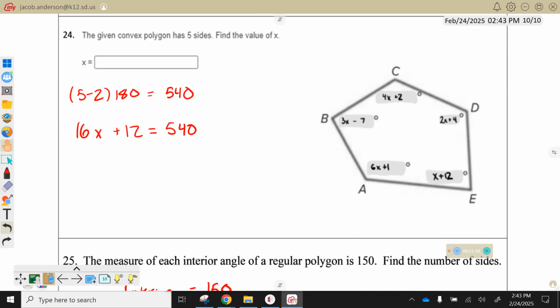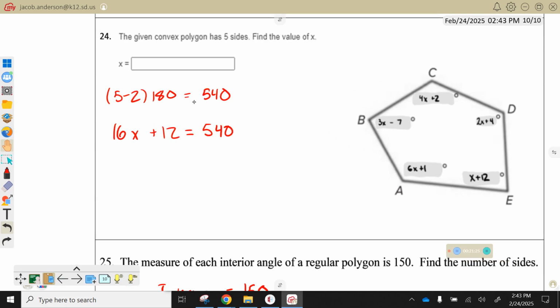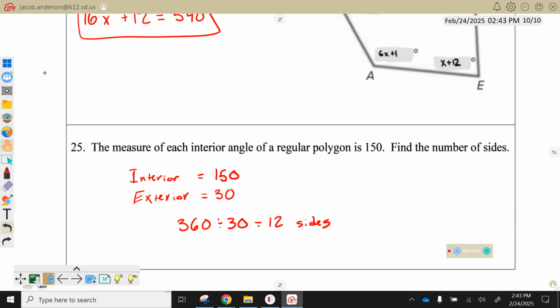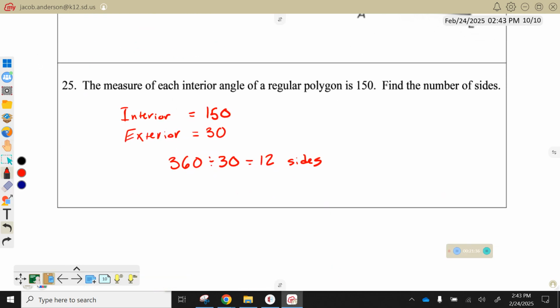Last one I've already kind of got set up for you. We've already done one similar to this, but I can just kind of show you my setup. 540 is the total number of degrees of this shape. So then when I set up my formula, I just added all of those things together inside and set it equal to 540.